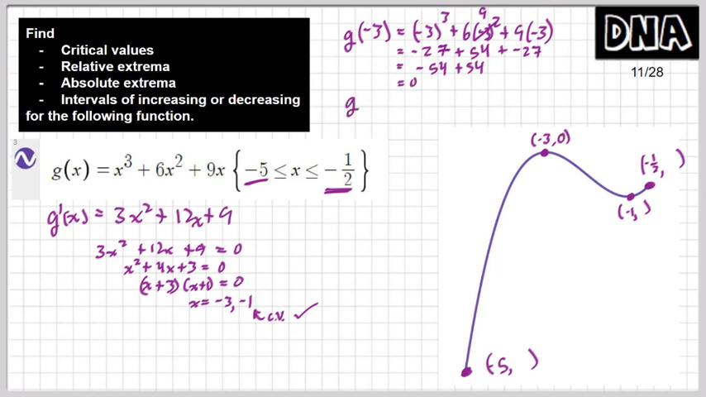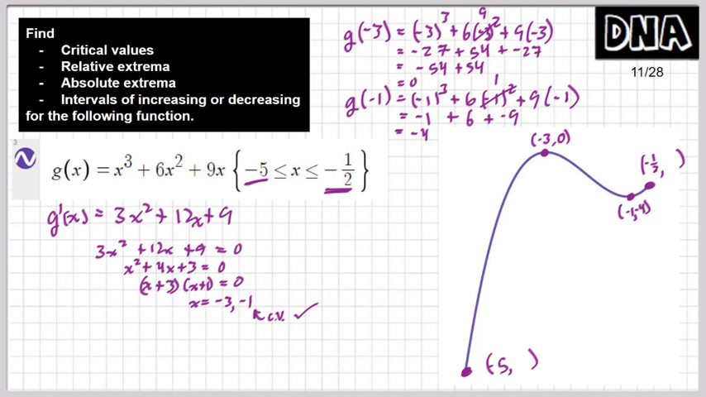All right, we do this again with negative 1. What do we get? We get negative 1 raised to the third power plus 6 times negative 1 raised to the second power plus 9 times negative 1. Negative 1 plus 6 plus negative 9. So our y value here is negative 4.